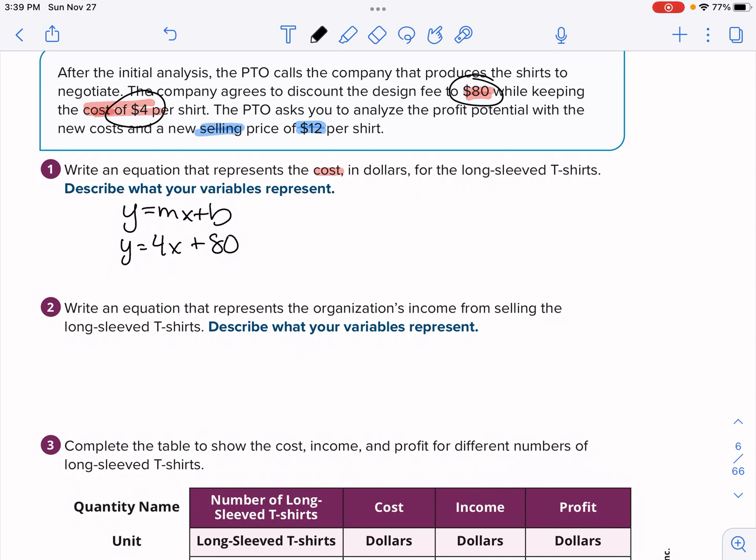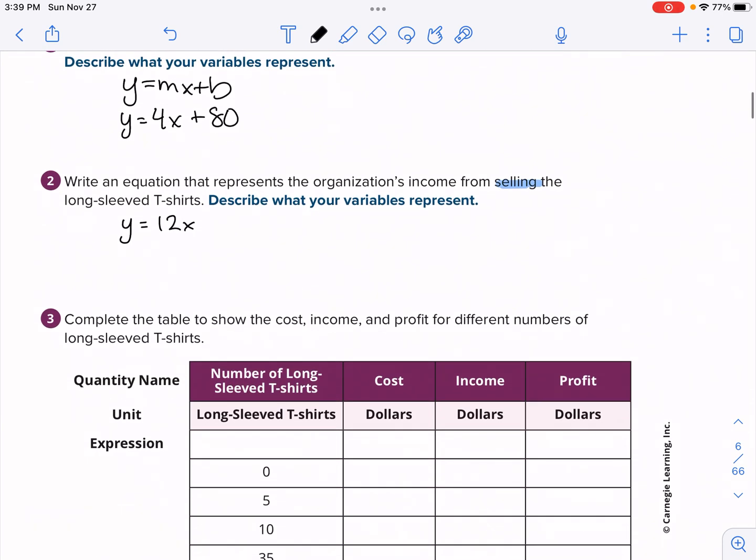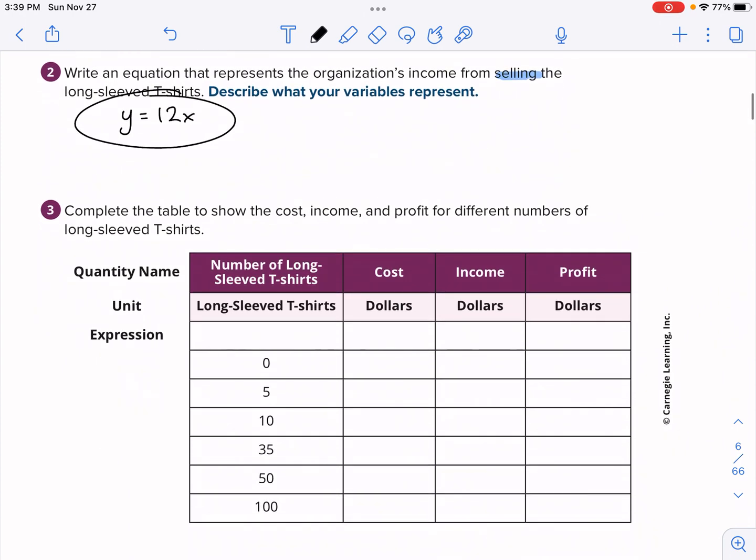And then for number 2, in terms of selling, write an equation that represents the organization's income from selling the long sleeve t-shirts. So if you remember from the last one, when we sold it for $8, it is y equal to 8x. This one, we're selling it for $12, so it's y equal to 12x. And then now we're going to complete this table using these two equations here.